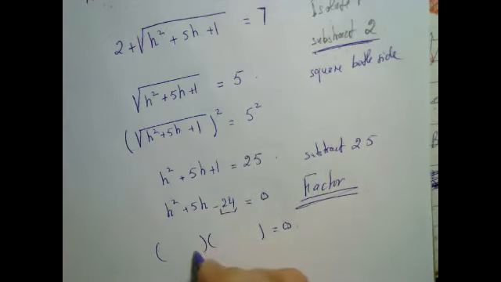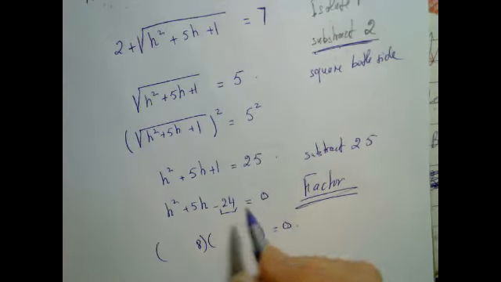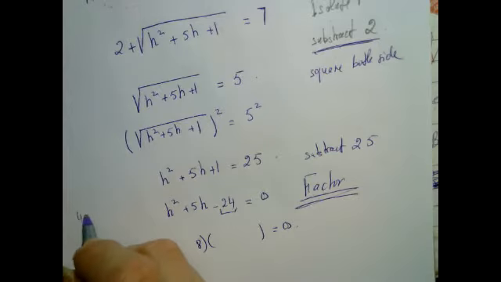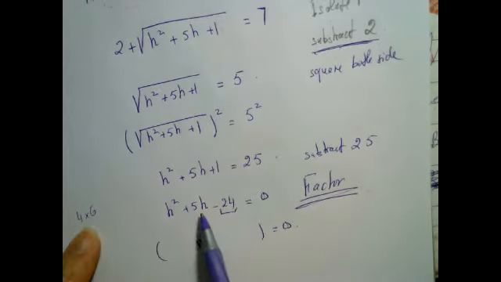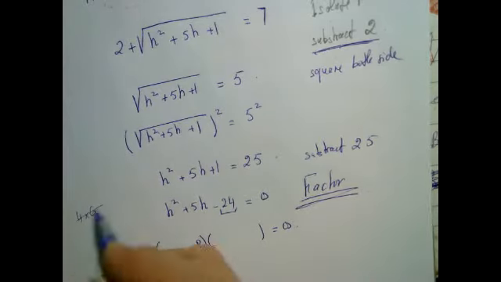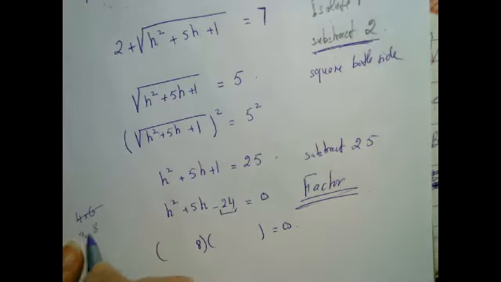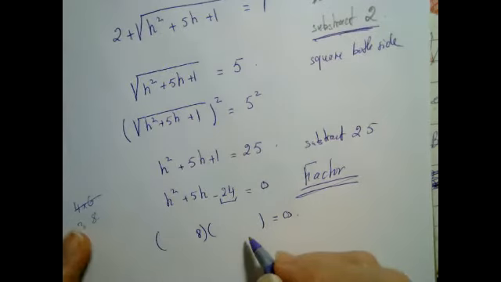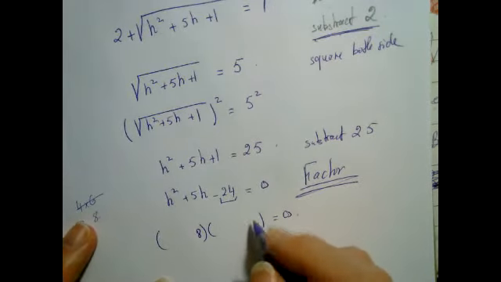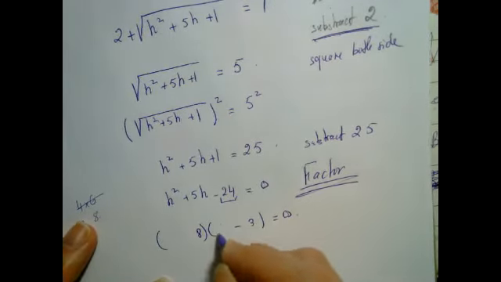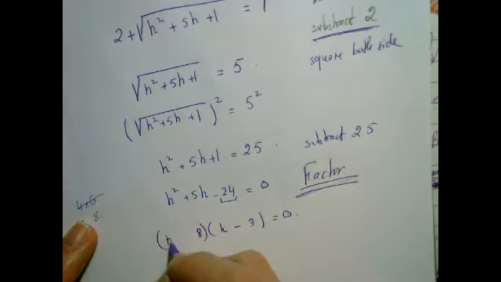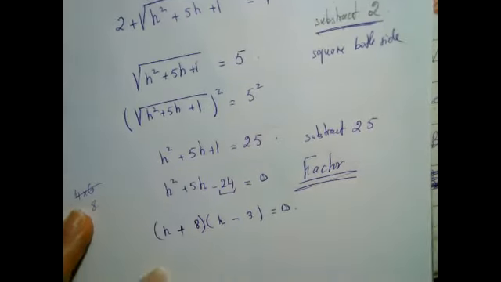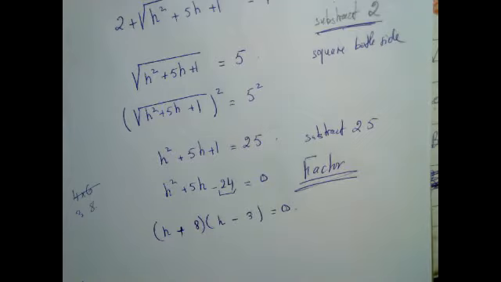Okay, 8 and 3, because it makes sense. There are other numbers, like for 24 you have 4 times 6, but of course when you add them, you won't get 5. And then you go through 3 and 8. Those are more likely to give me a 5. So, I copy your classmate, 8 and 3. So it's h minus 3 and h plus 8. Okay. And now we're done.